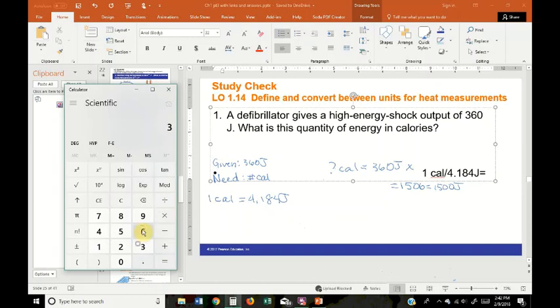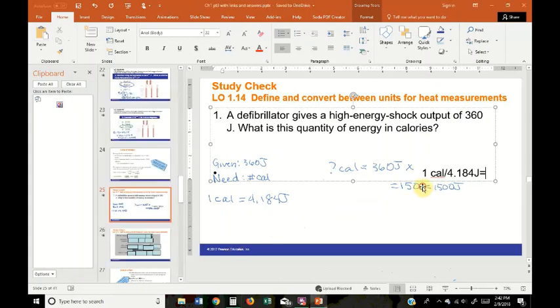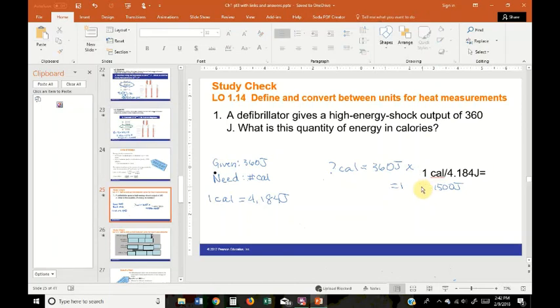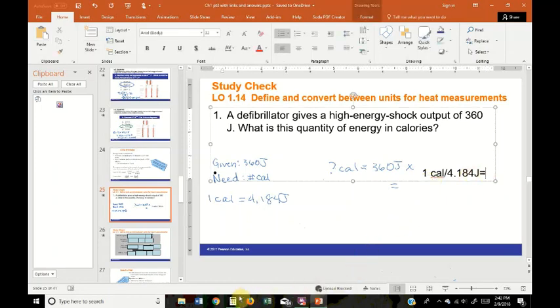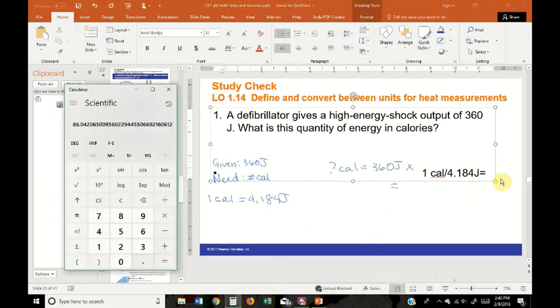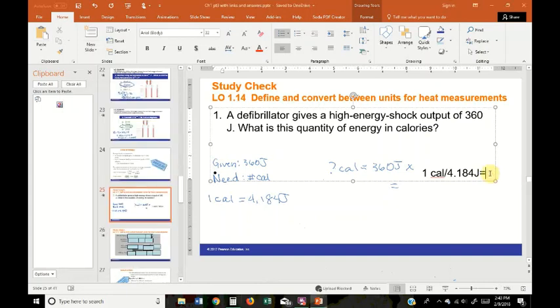Let's see, 360 divided by 4.184 gives us, what did our calculator say? It gives us 86.04 calories.